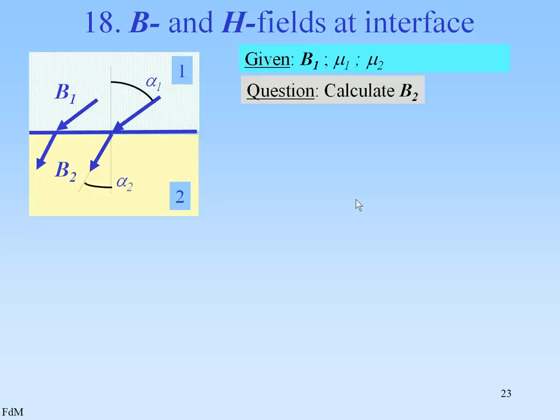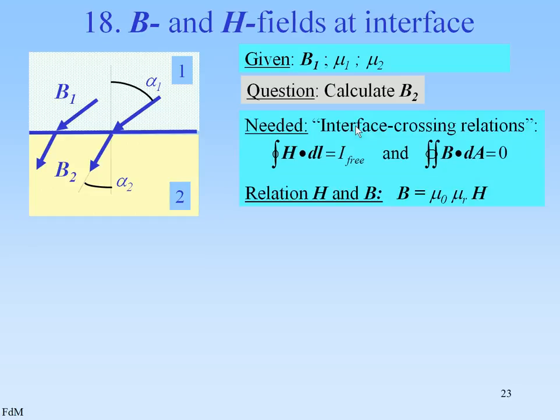And now we go to the B and H field at an interface. Given two materials, 1 and 2, and in material 1 the induction is given as B1, and also the permeabilities are given, mu1 and mu2. The question is: calculate B in material 2. We need the two interface crossing relations. Here we have Ampere's law, and here the Gauss law. And we have the material relation between H and B: B is mu naught mu r times H.